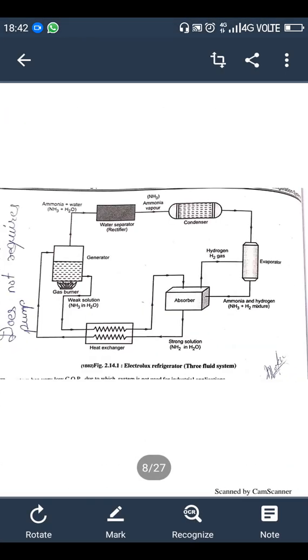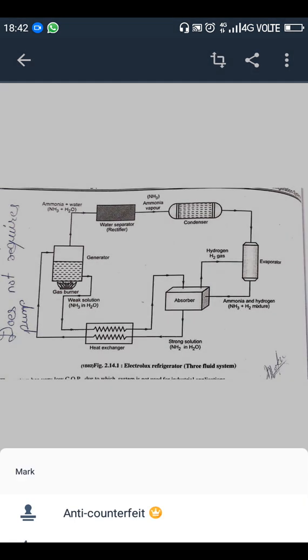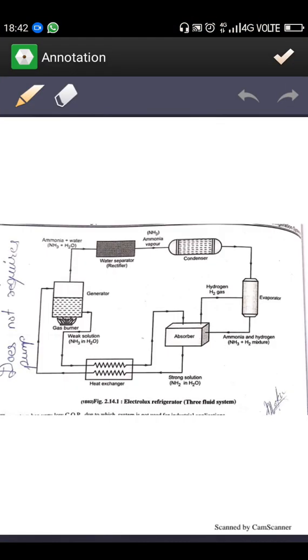So here we go on this diagram. Here we are starting from the generator and we will end on the generator itself. From the generator, highly concentrated ammonia plus water vapor are available here. This ammonia plus water is passing to the water separator here. At this point water gets separated and only high pressure ammonia vapor is passed to the condenser.